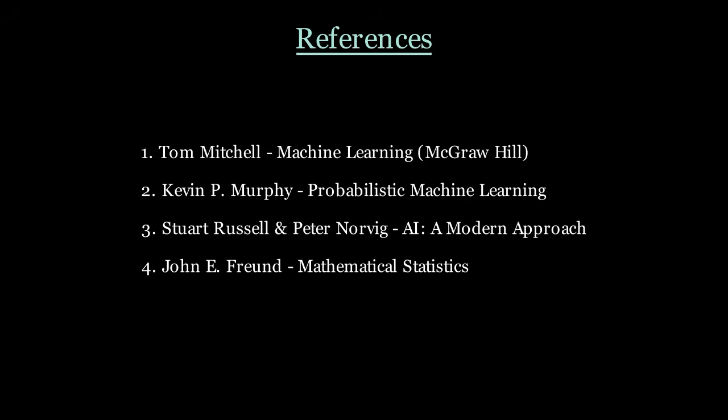References: 1. Tom Mitchell, Machine Learning, McGraw-Hill. 2. Kevin P. Murphy, Probabilistic Machine Learning, An Introduction, MIT Press. 3. Stuart Russell and Peter Norvig, Artificial Intelligence, A Modern Approach, Pearson. 4. John E. Friend, Mathematical Statistics, Prentice Hall.